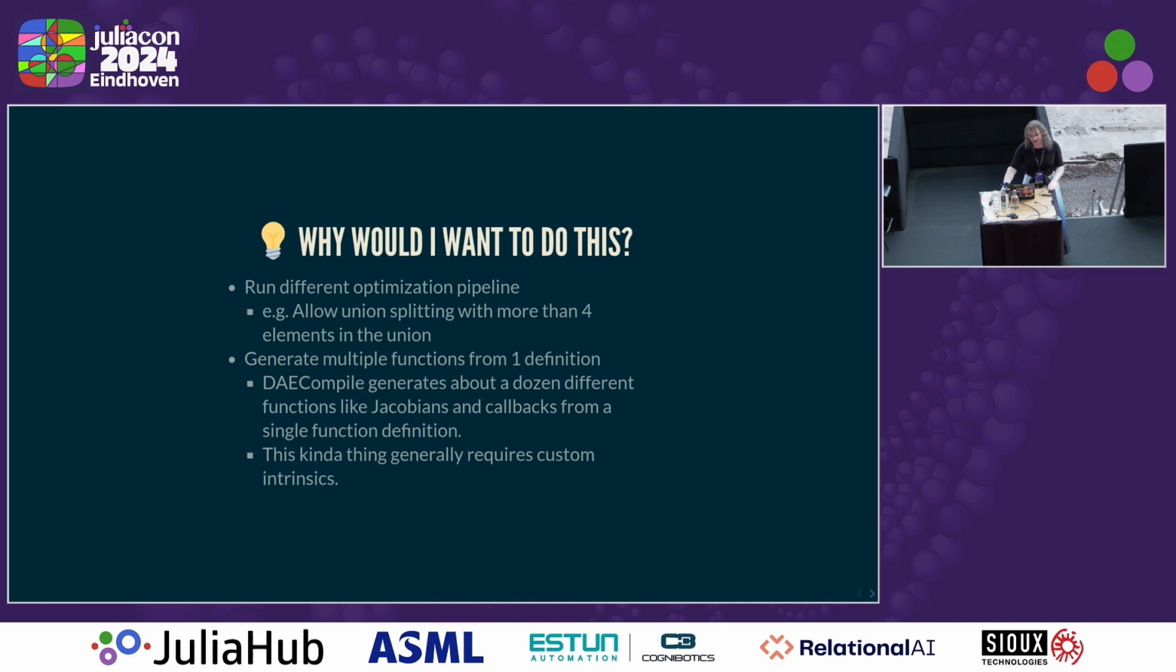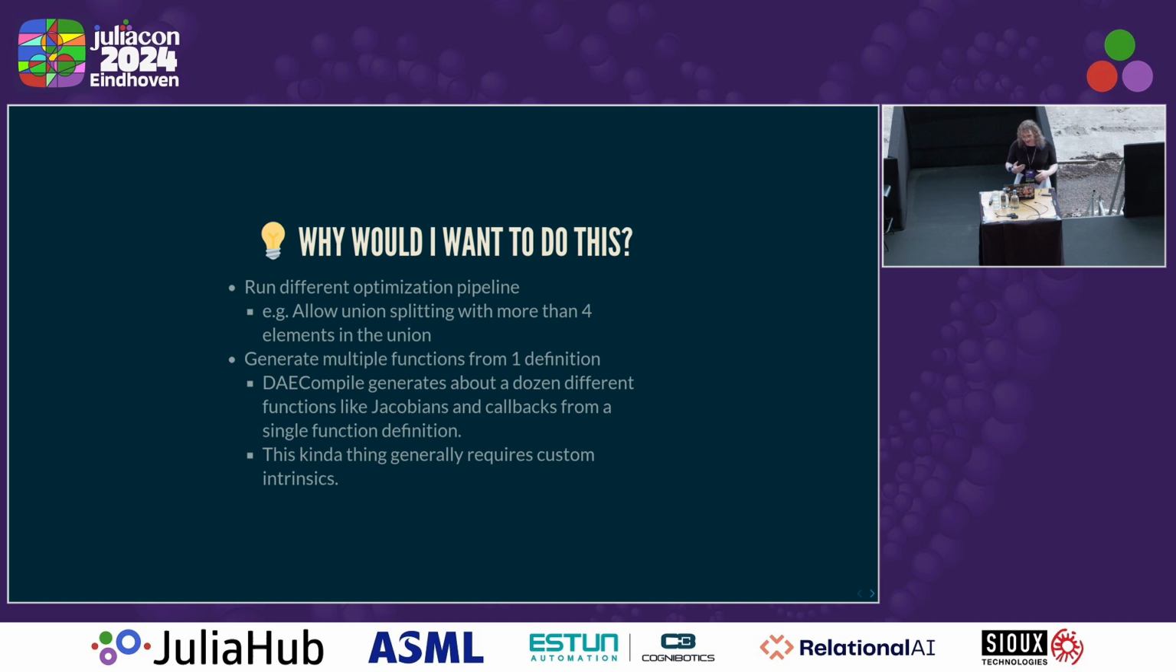So yeah, why would I want to do this? So one thing you might want to do is run a different optimization pipeline. The Julia optimizer is actually heavily parameterized with a bunch of different options you can configure, but you can't actually change most of them because you're not running the optimizer. Julia is. But you could, for example, enable union splitting with more than 4 elements.